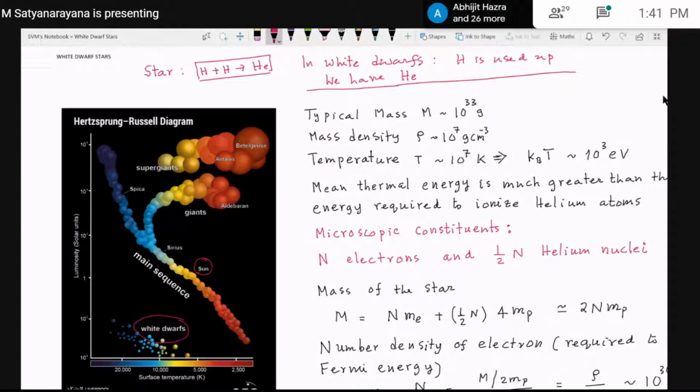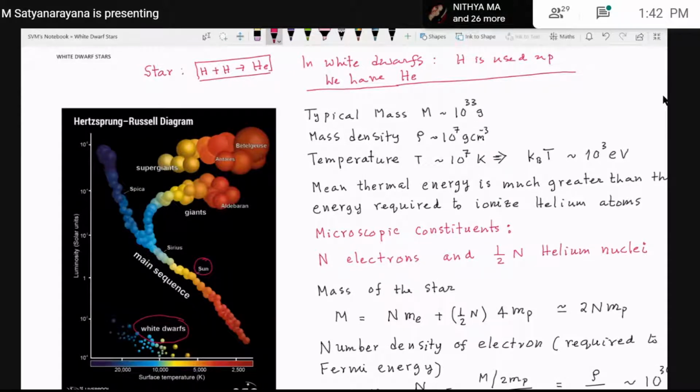Now we can estimate the mass of this star. The mass of the star is N times the electron mass plus N/2 times the mass of the helium nucleus, which has two protons and two neutrons. Let me assume that the mass of the neutron is the same as the mass of the proton. Then it will be 4 times the mass of the proton. You know the mass of the electron is 2000 times smaller than the mass of the proton, so we can neglect this to a rough approximation. So this becomes 2 times N times the mass of the proton.